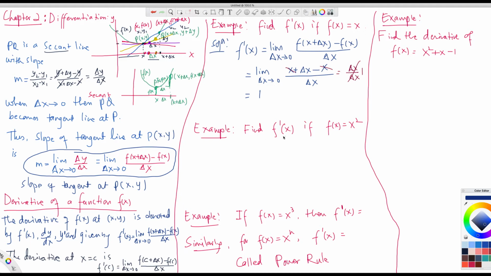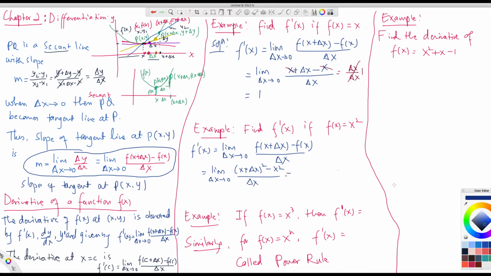Find f prime of x if f(x) equals x squared. In this case, again for f prime of x, we use the formula: the limit as delta x tends to 0 of f of x plus delta x minus f of x, divided by delta x. Now what is f of x plus delta x? You just use that function and replace x by x plus delta x. So you will get the limit as delta x tends to 0 of (x plus delta x) squared minus x squared, divided by delta x.